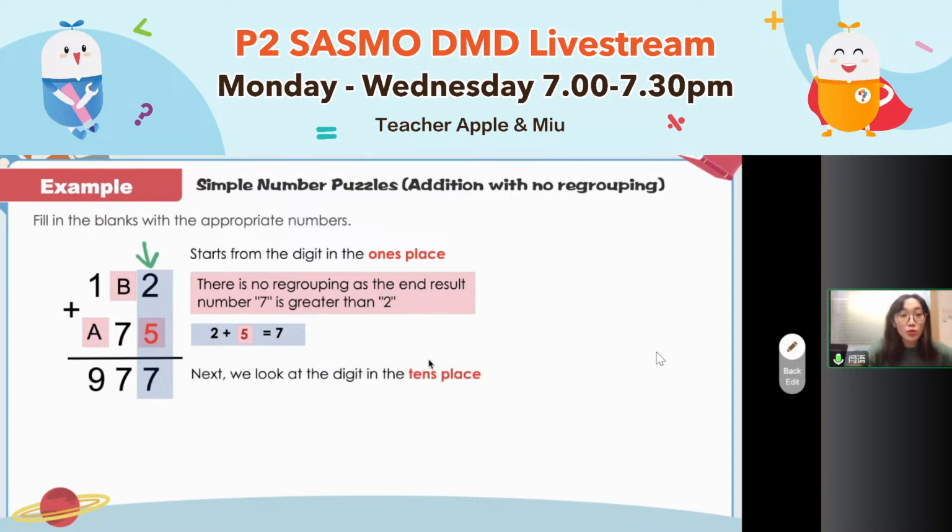And then we move on to the tens place. Let's look at the tens place. B plus 7 equals 7. Could you please tell me what the value of B is here? B plus 7 equals 7. So what is B?